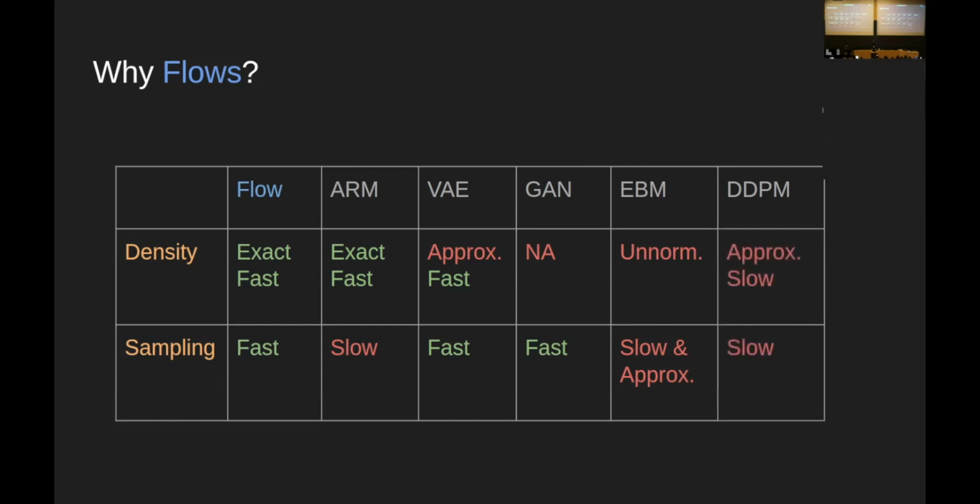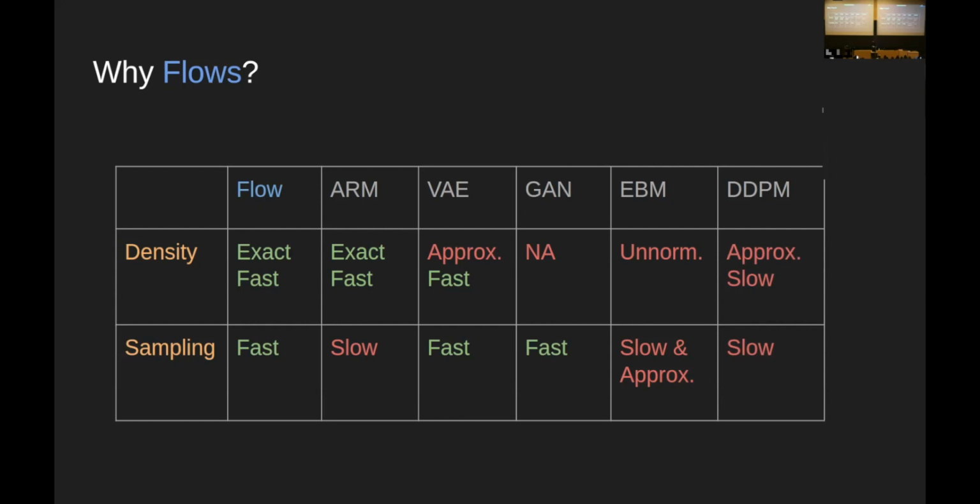Finally, DDPMs or diffusion models, score-based models, you also get a lower bound on the density as in VAEs. And it's maybe a bit unfair, but they're usually slow because typically you work with thousands of layers.